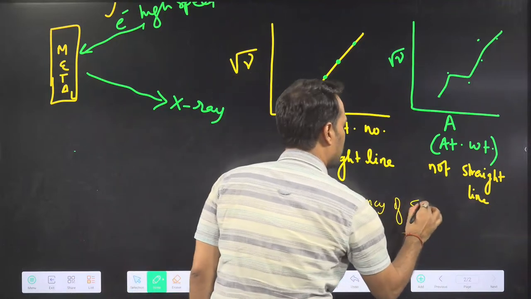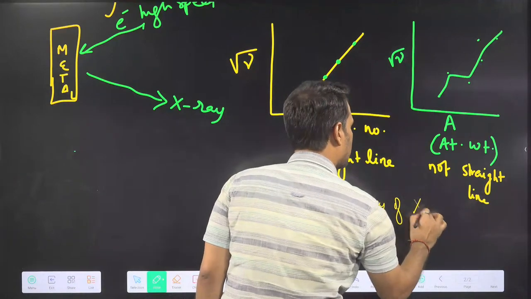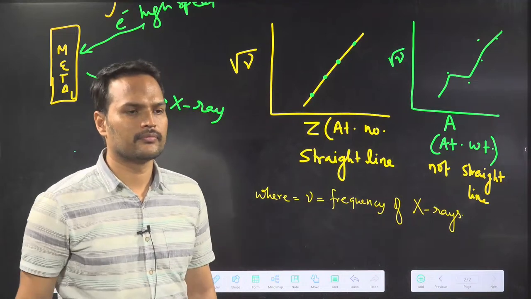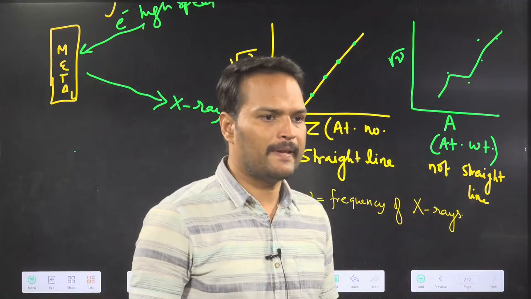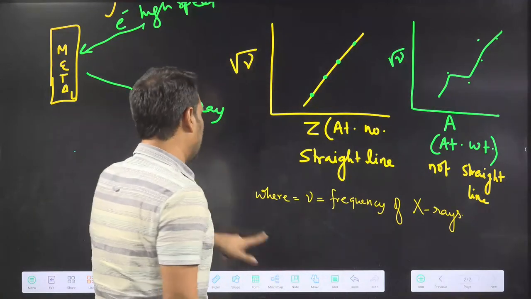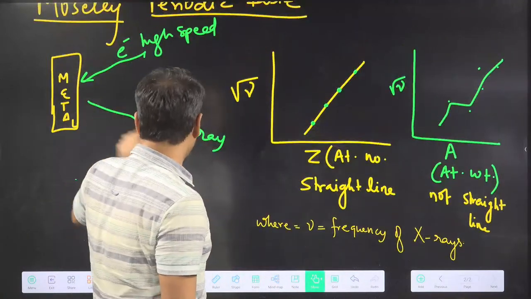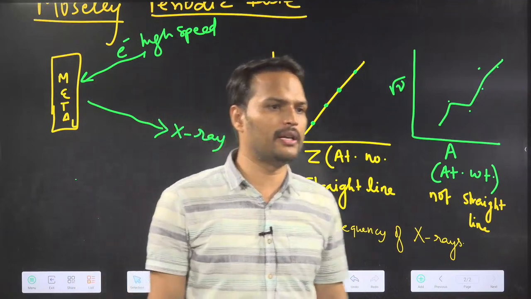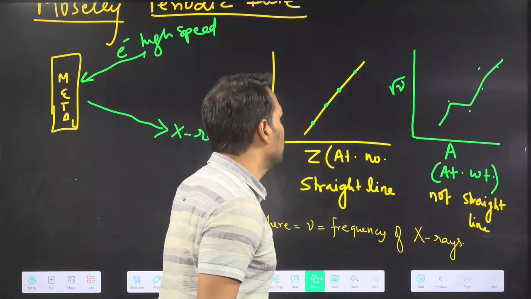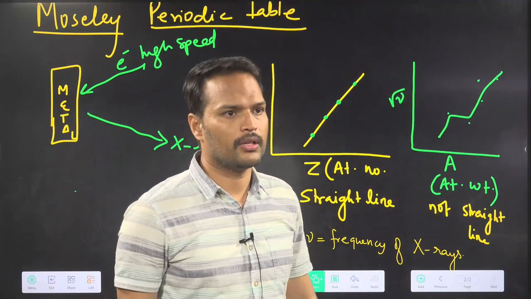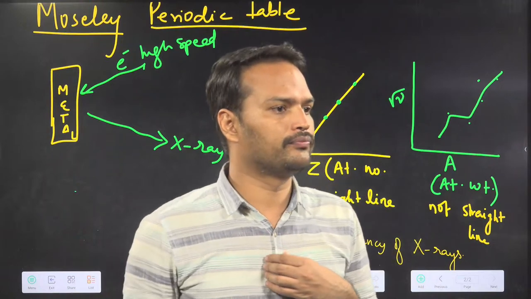Frequency of X-rays which were emitted. See? High speed electron was striking, X-rays were coming. Frequency of X-rays. Clear with this point? All of you will remember this or you will forget with time. This is in the syllabus. They can ask you. You will remember it.